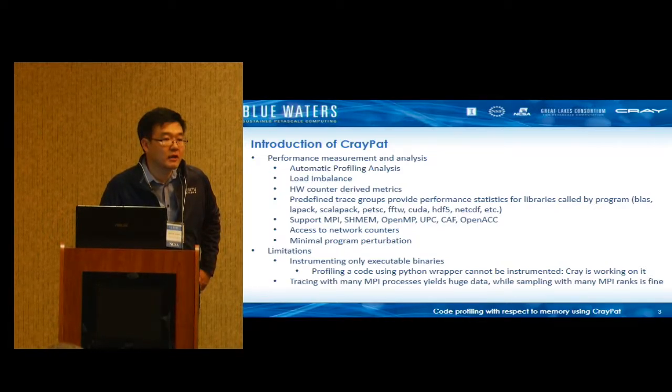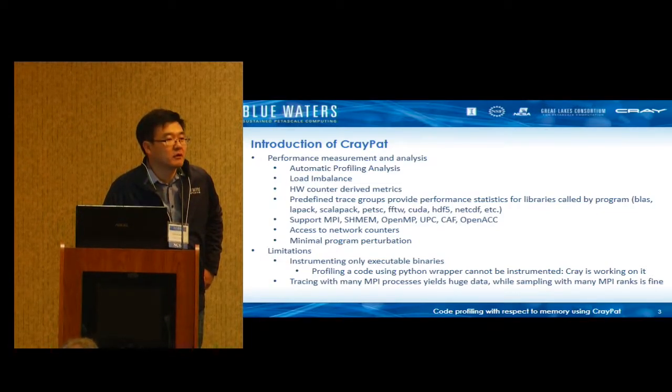Another thing is, with CrayPat we can do tracing or we can do sampling. But if you use tracing with CrayPat, you had better use a limited number of MPI ranks. The reason is tracing makes a lot of raw data from the profiling. If you do tracing for half-scale Blue Waters, you will have really huge data and you cannot open that. That is kind of a limitation of CrayPat. But if you use sampling, you can get a quite decent size of raw data and you can see a lot of details.